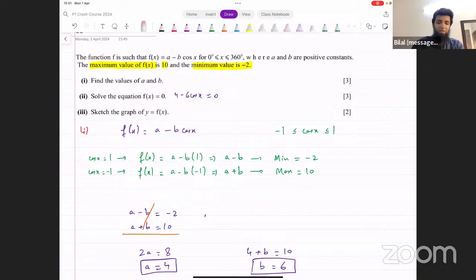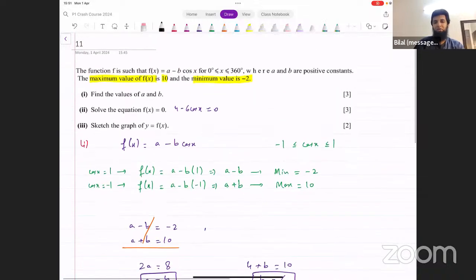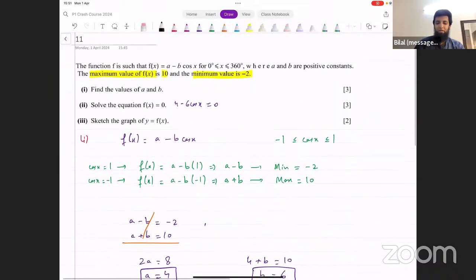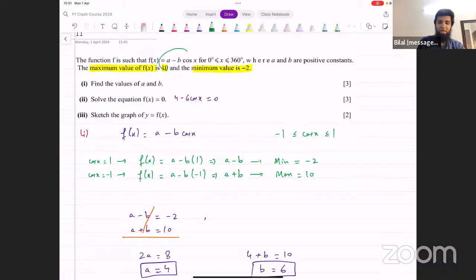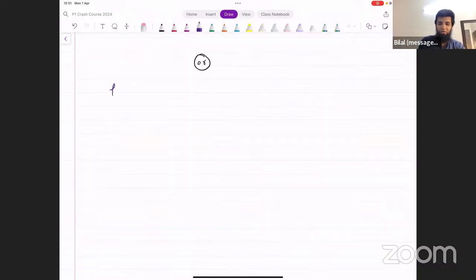Now, there could be another way of thinking about this as well, which is slightly trickier, although quicker if you're able to figure that out. Think about it. The function is a minus b cos x. So I'll just tell you this other method as well, in case you understand that, you could do this question using that as well. x is between 0 degrees and 360 degrees.